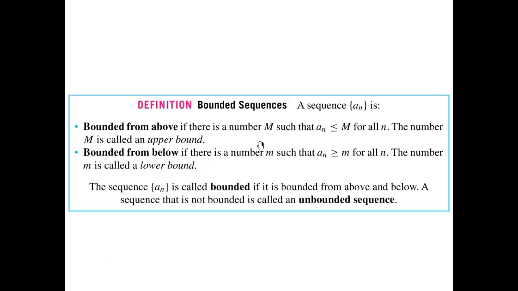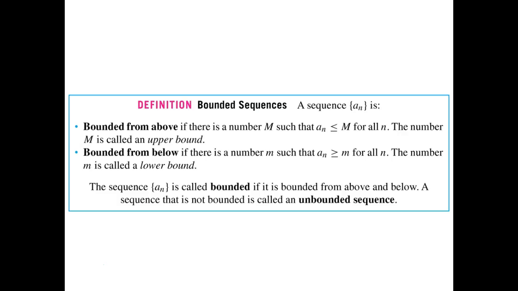And that's the bounded sequences. Okay, now this is not a theorem, sorry. It's just a definition. Bounded sequences. Some sequence a sub n is bounded from above if there's some number M up here, such that a sub n is always less than or equal to that number M for all n's you get to. That number is called an upper bound.